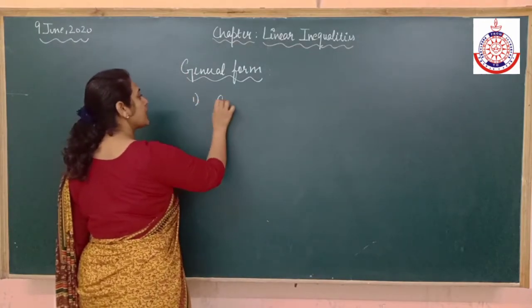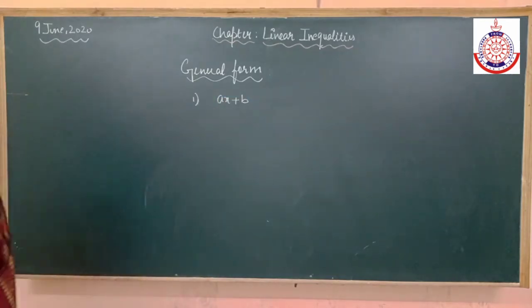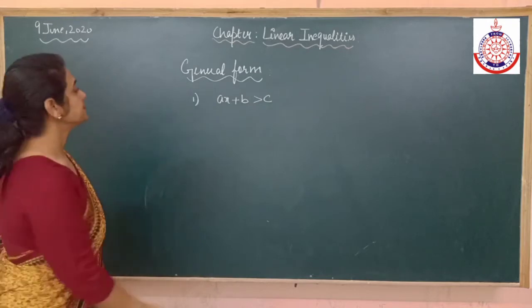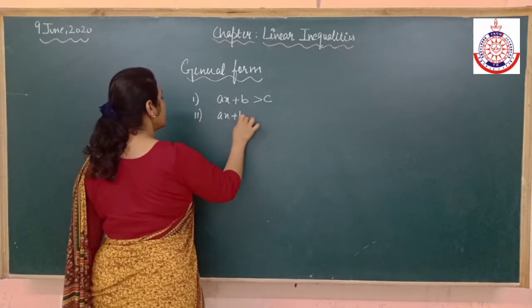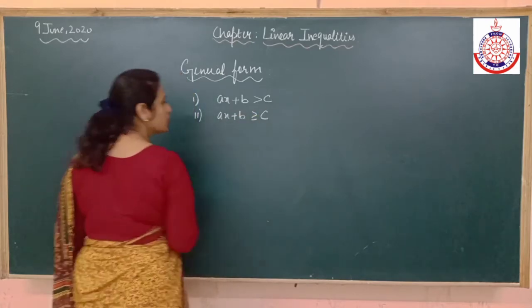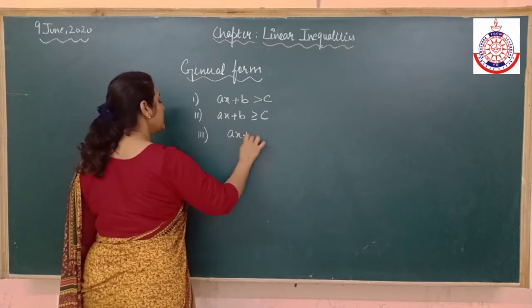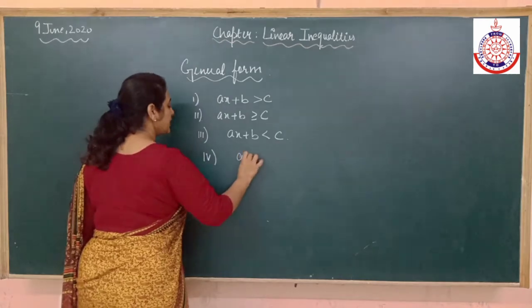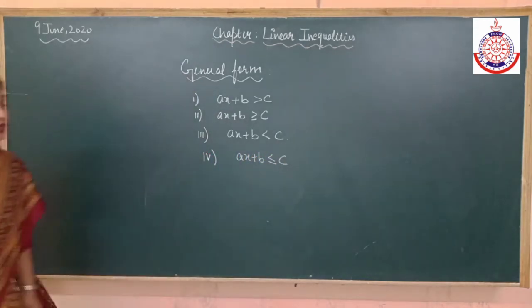First, ax plus b, we have 4. So we have 4 general forms. Ax plus b greater than c. Then we have ax plus b greater than or equal to c. Ax plus b less than some number c, and ax plus b less than or equal to c.